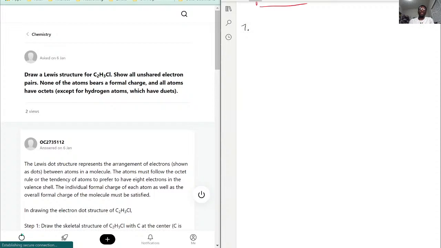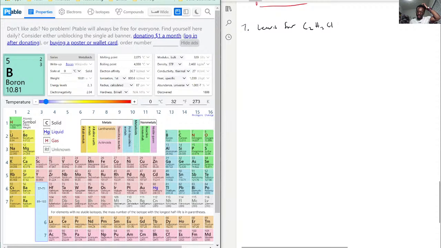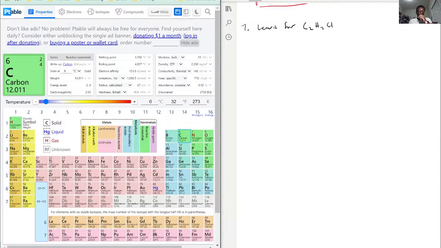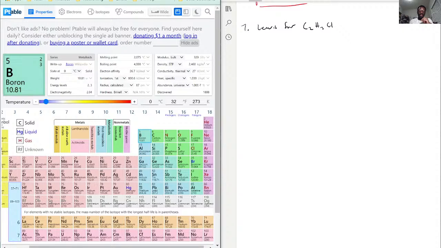So first, to be able to draw this Lewis structure, we have to first write down the formula, C2H3Cl. So first, let's go ahead and see how many electrons we're working with in total. So based on the periodic table, okay, we have carbon, which has 4 valence electrons based on its position on the periodic table.